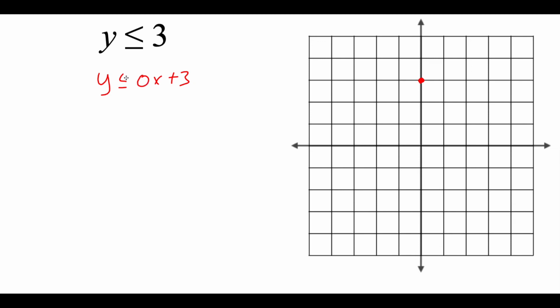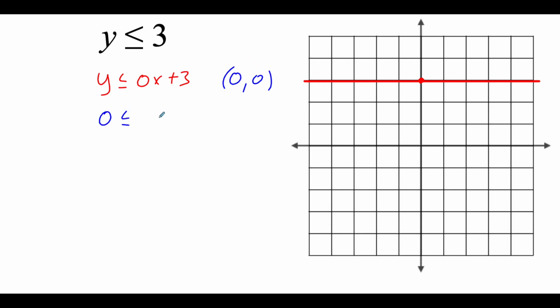Now, as we look at our inequality, it does have the equals to line underneath it, so this is going to be a solid horizontal line through that y value of 3. Now, we want to test out a point to see which half we should shade on. Again, this one does not go through the origin, so it's going to be safe to test out 0, 0. So we've got an x value of 0 and a y value of 0 that we're going to plug in.